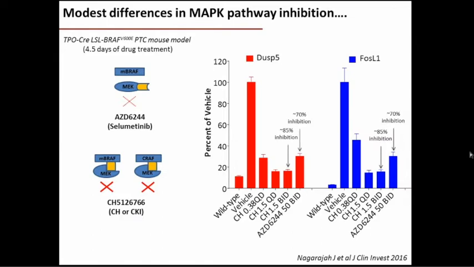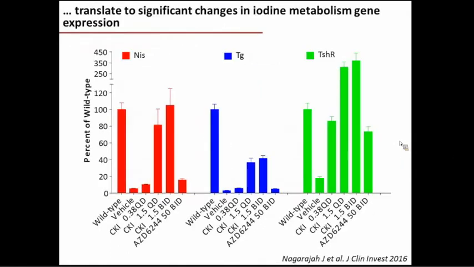85% inhibition. That relatively small difference results in major changes in the re-expression of differentiation factors, such that with selumetinib, you can only restore the sodium iodide symporter to a very modest extent, the same for thyroglobulin, whereas when you treat with a dual inhibitor, you actually get a much better response.